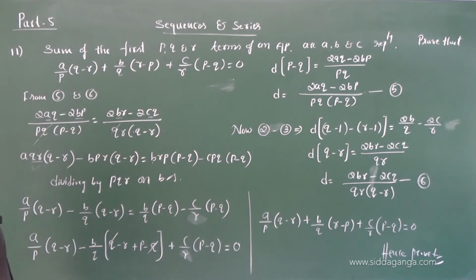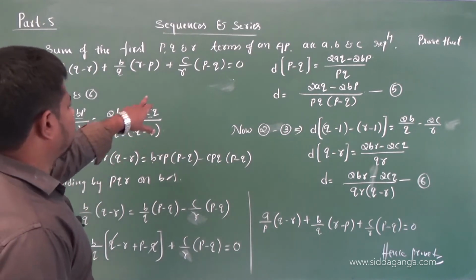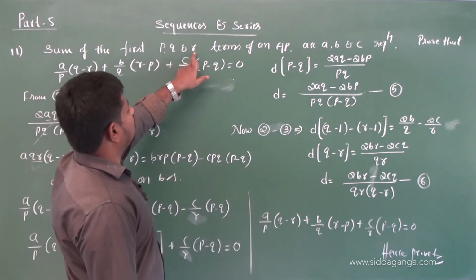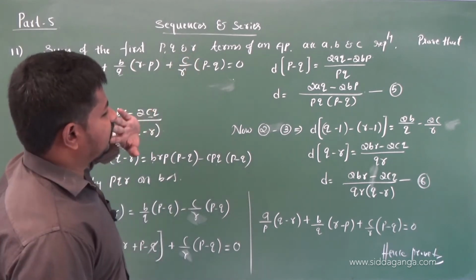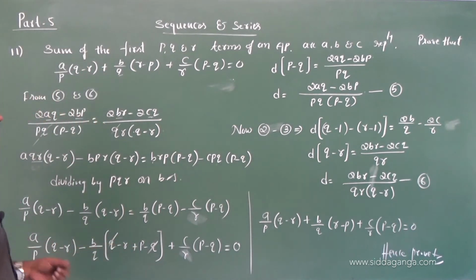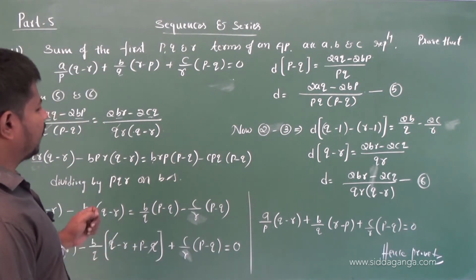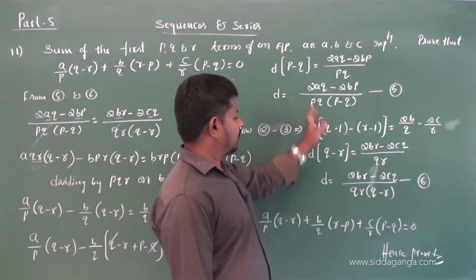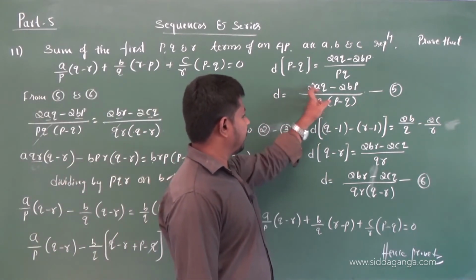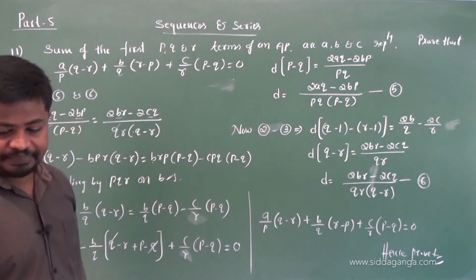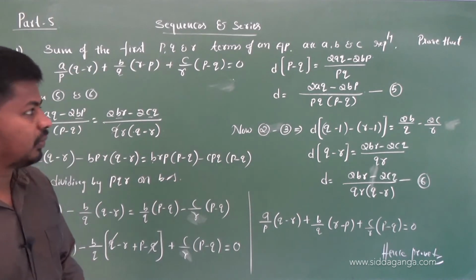Very simple. By using the data, sum of first P terms given A, sum of first Q terms given B, sum of first R terms given C. Take it as equation 1, 2 and 3 and solve those three equations, 1 minus 2 and 2 minus 3. You get the values of D. Both are equal to D, so I can equate these two. On equating these two, you get the required answer. So this is about the 11th one.